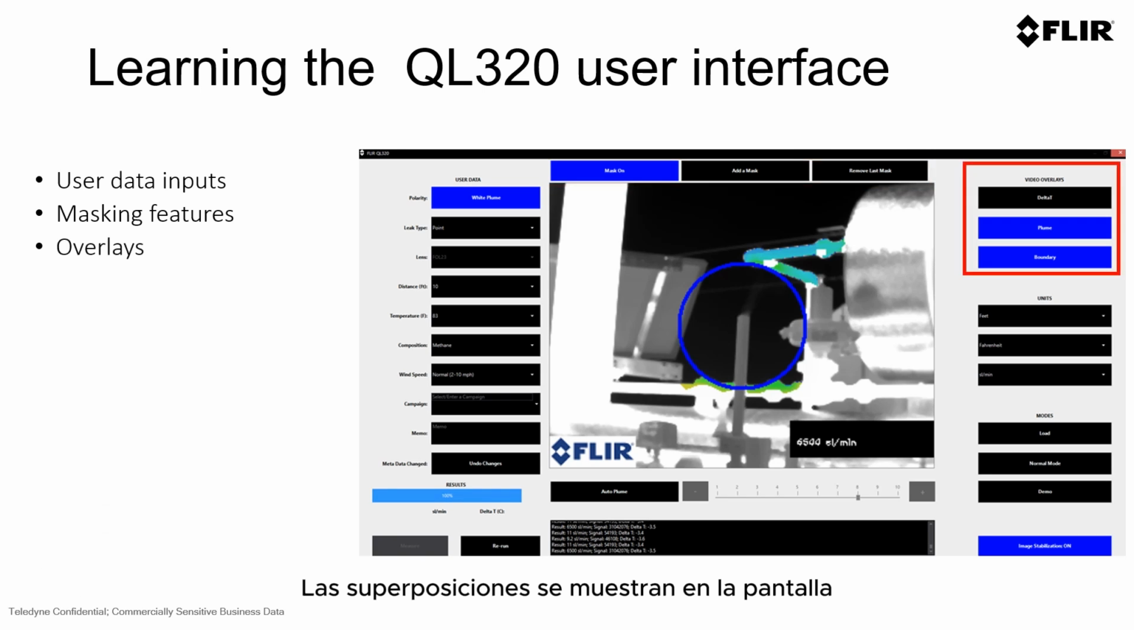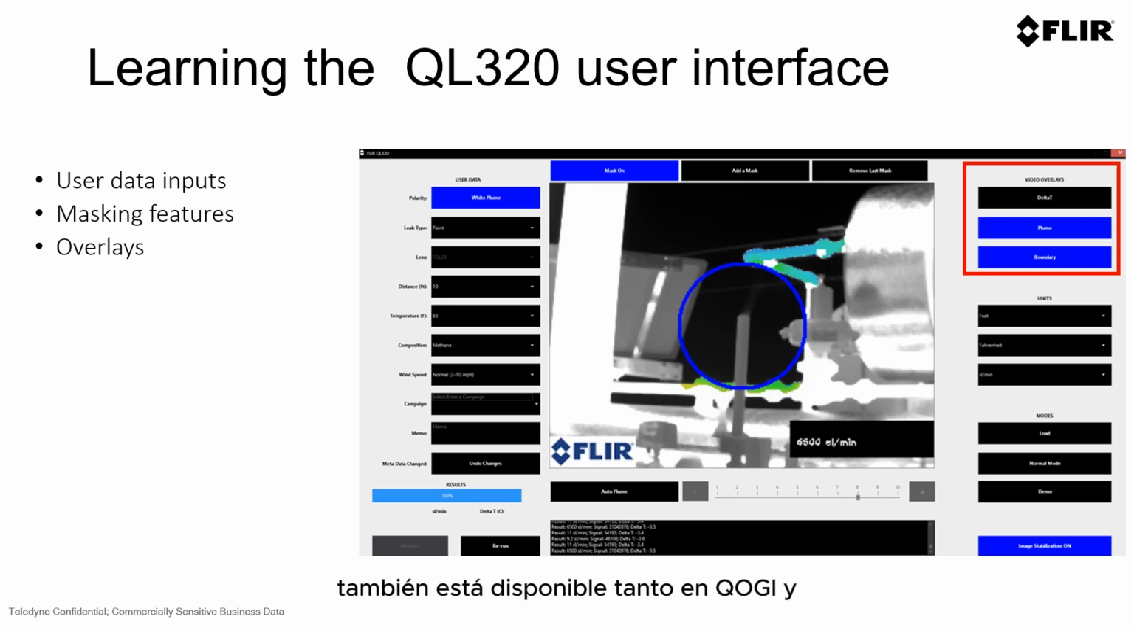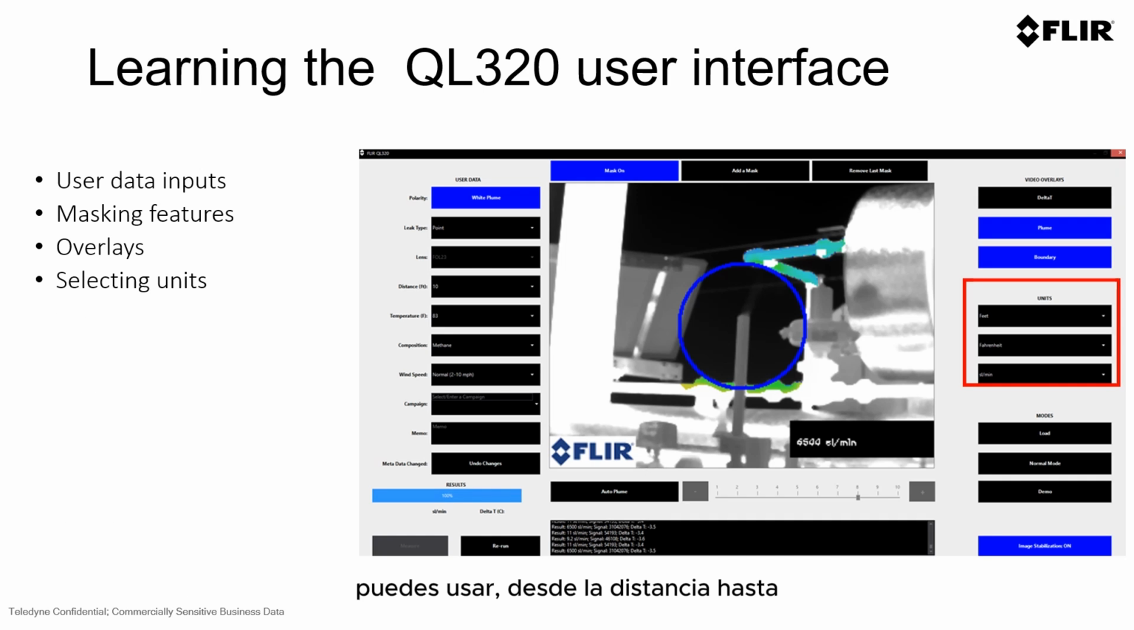The overlays show on the actual QL320 screen itself. You have 3 different overlays. One of those is delta T, showing where you may have insufficient delta T, which is a critical feature and also available in both QOGI in camera and the Q mode features of the camera. There are various units that you can use, from the distance to the temperature and to whether you have a variety of flow or concentration measurements needed for your QOGI technology application.